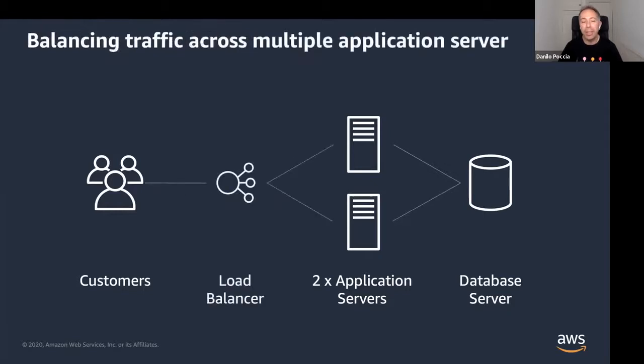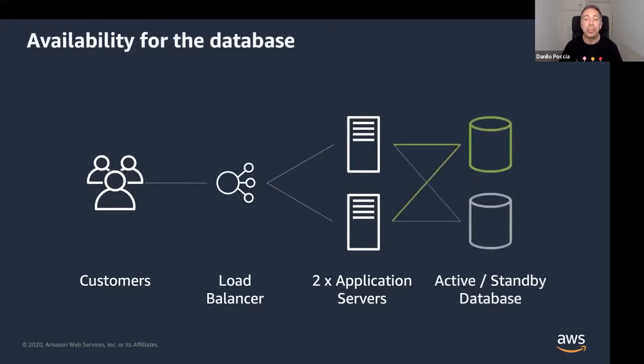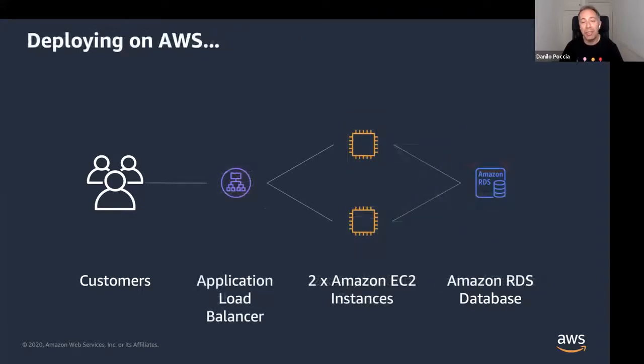And then probably you need to add a load balancer to control how traffic is distributed from your users to the different application servers. And now you have a similar problem of availability on the database, because you can recover if an application server fails, but you need to replicate your database as well. And now if the database fails, you can move to the other node. So as you see, there's lots of stuff that you have to do just to put your application live.